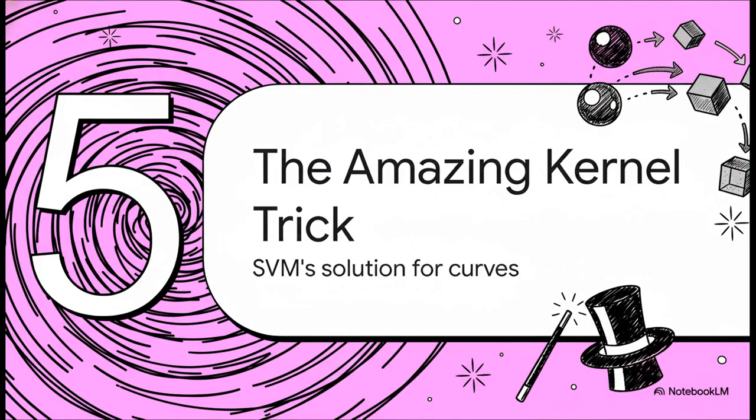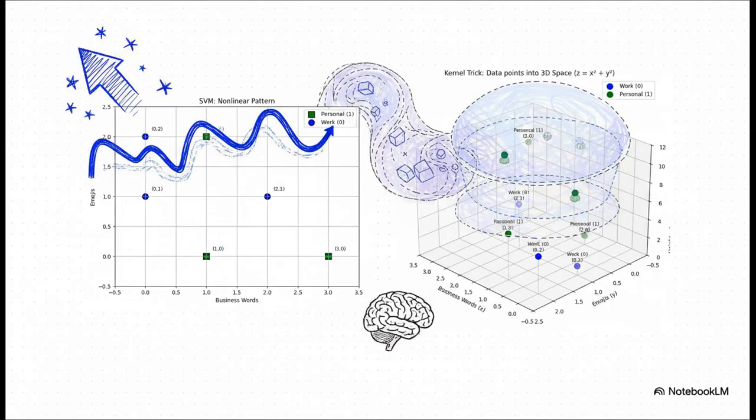So, is SVM defeated? No way. This is where it pulls out its ace in the hole, its most famous and, honestly, most mind-blowing feature, something called the kernel trick. The kernel trick is, frankly, genius. Here's a way to think about it.